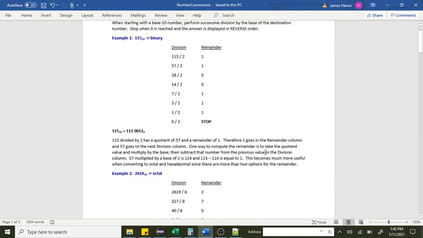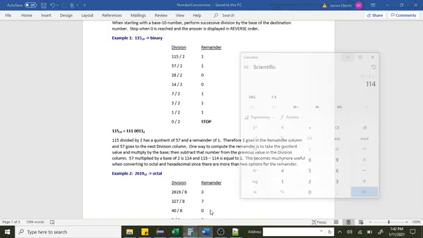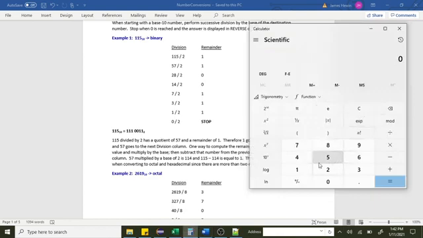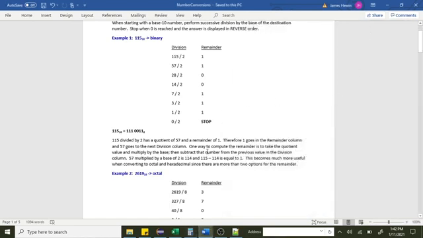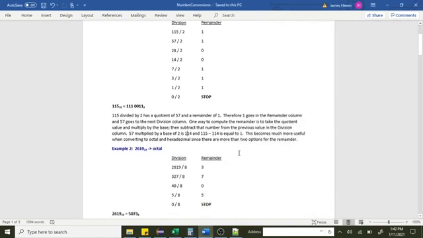And like I said, for binary it's not too bad, because when you do 115 divided by 2 and you see 0.5, you know it's a remainder of 1. If you get a whole number, you know it's a remainder of 0. But for the other two systems, there are more options for the remainder, so this is where it'll come in useful. All right, so let's move on to example 2.